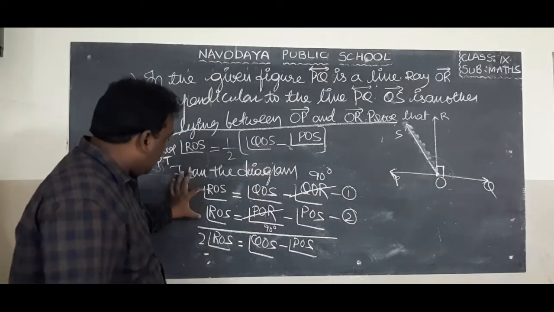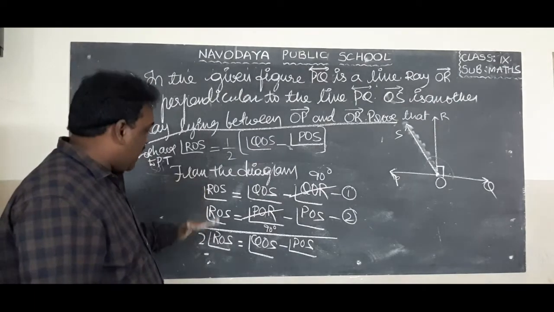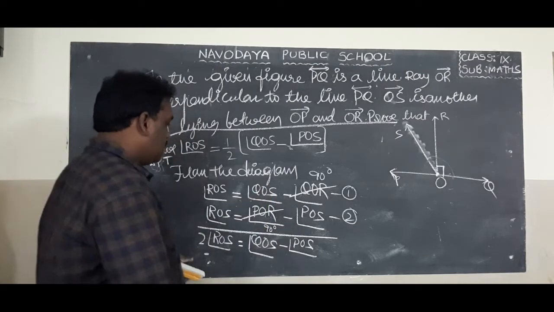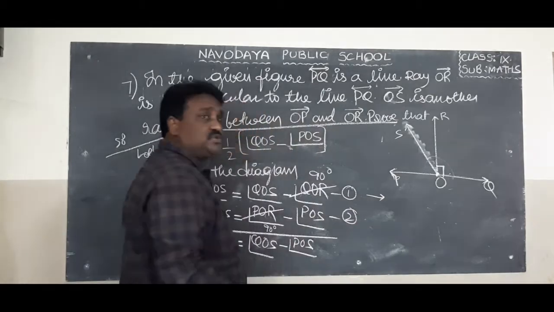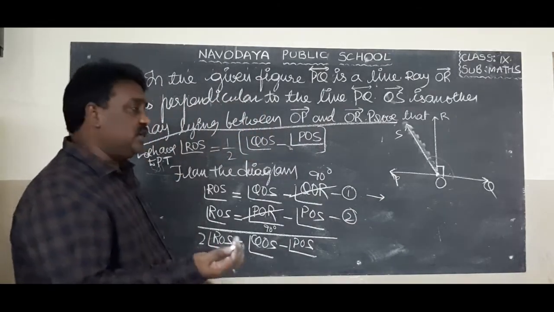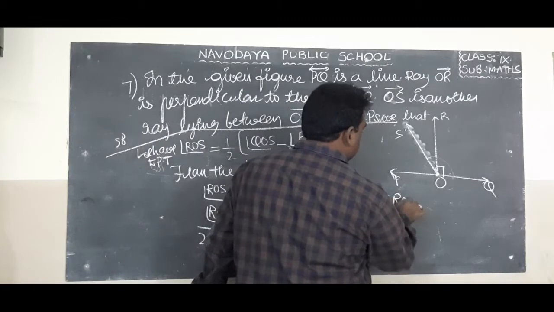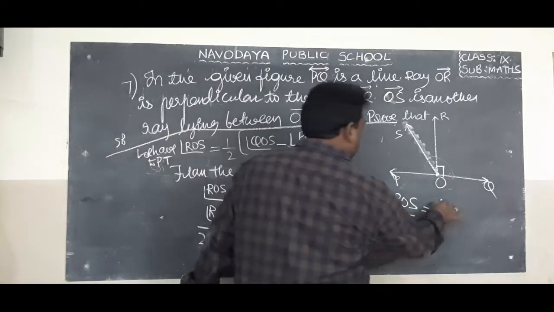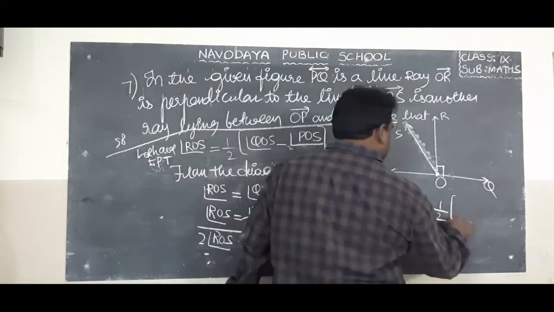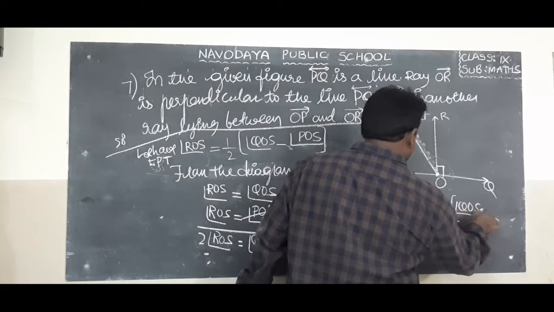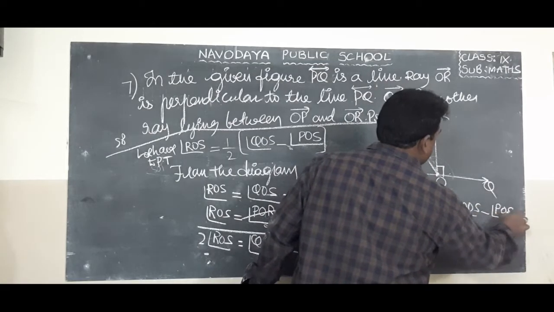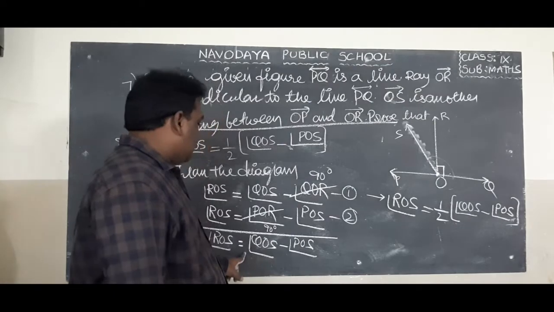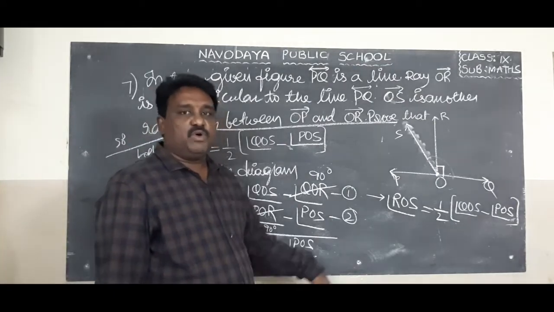What is left? Angle ROS how many times? 2 times. 2 angle ROS. Here what is left? Angle QOS minus angle POS. 2 is moving from left to right. Where is 2? Left. It is moving to right. Angle ROS equal to, now 2 is moving from left to right. 2 becomes 1 by 2. 1 by 2 bracket angle QOS minus angle POS. So this is the problem.